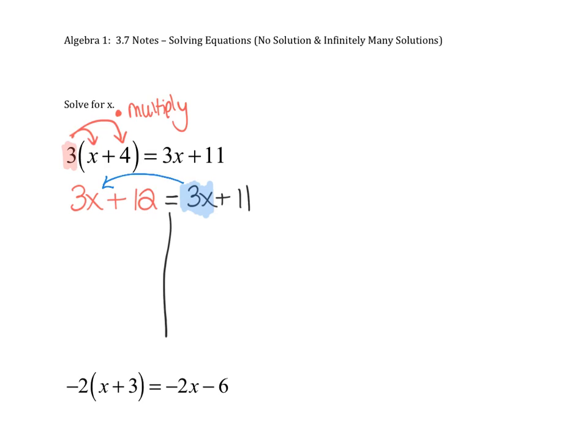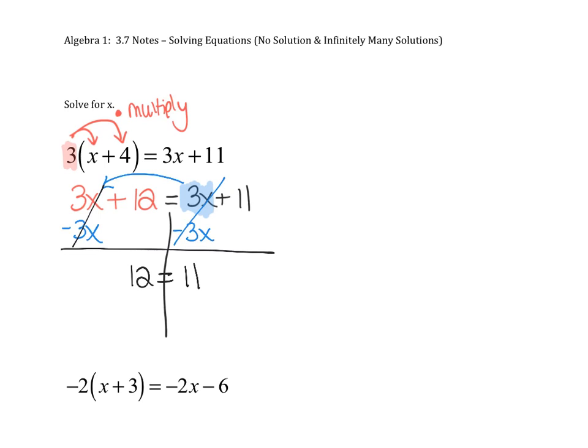And in order to do so, I have to do the opposite. Since it's positive 3x and I want to get rid of it on the right side, I'm going to subtract it to get rid of it here. And then I'm going to subtract it over on this side to combine it with its like term. When I do that, I have gotten rid of it on the right side, but notice that I've also gotten rid of it on the left side. 3x minus 3x is 0. So what I am left with is 12 equals 11.